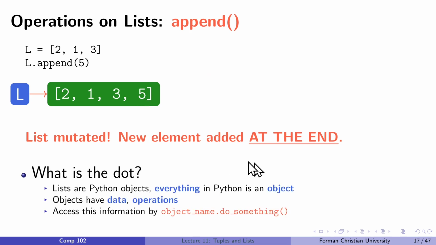Now, look at the syntax here very closely. L.append(5). So what is that dot here? Lists are Python objects, and append is a method that belongs to the list object. In Python, everything is an object. Objects have data, objects have operations, and you can access those operations using the dot, basically.